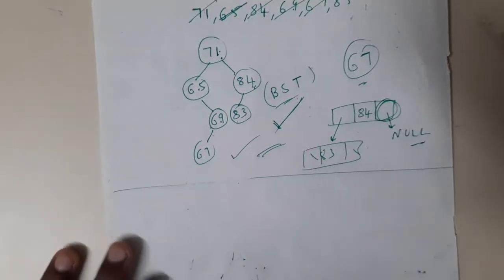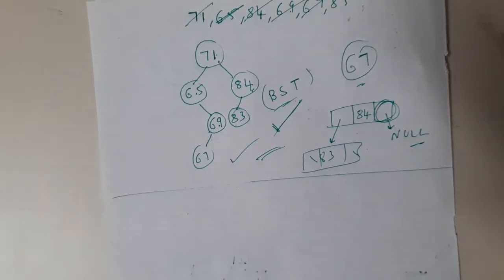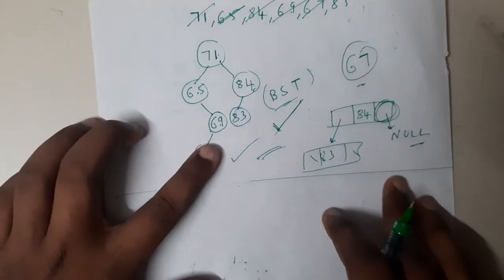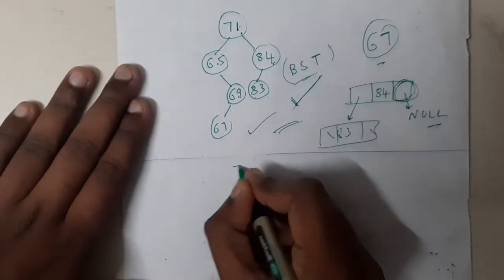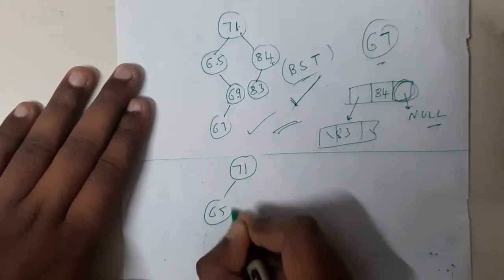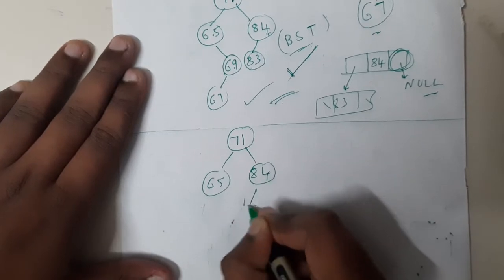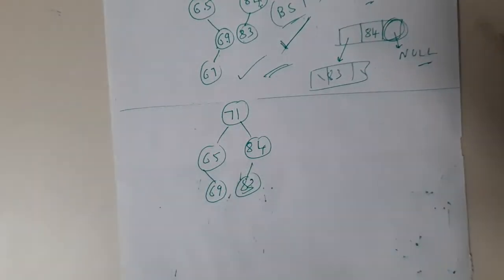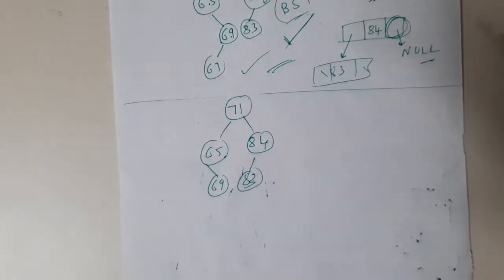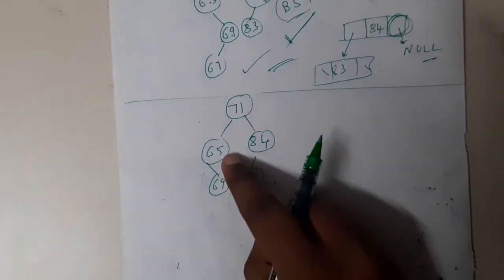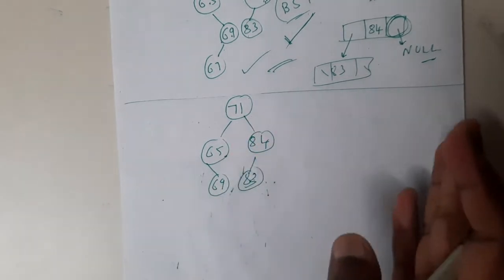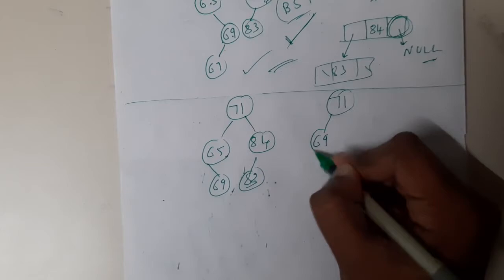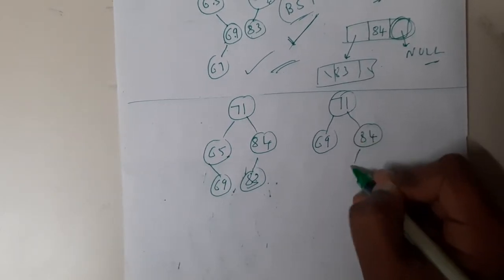Yes. Okay, so now let us continue. If a question is asked, delete 67, how can you delete, guys? Is 67 a root? It is not a root, right? It is a leaf node, right? Yes. So there is no issue, you can directly remove it. Similarly, if 65 is asked to be removed, it has only one child, right? So replace it with that child. What is there in that? 69, 84 and 83.